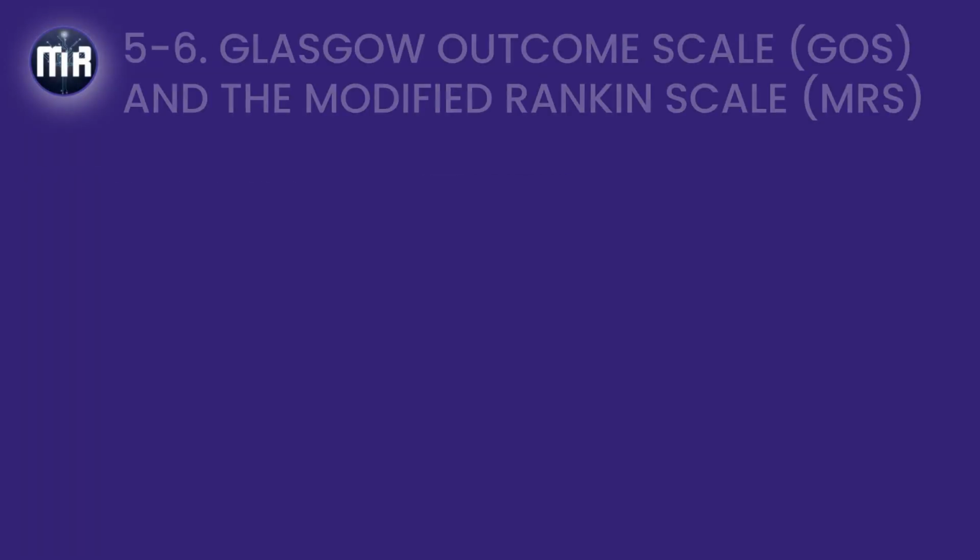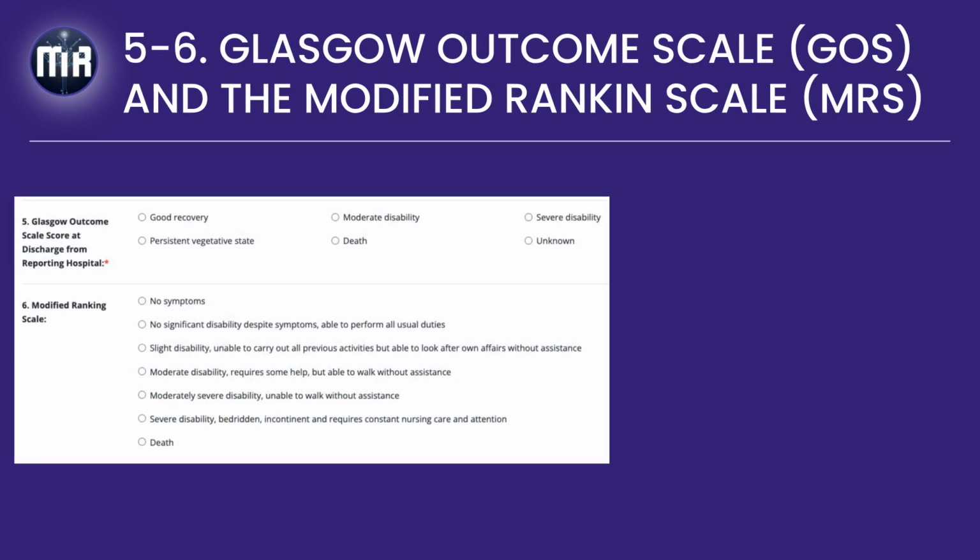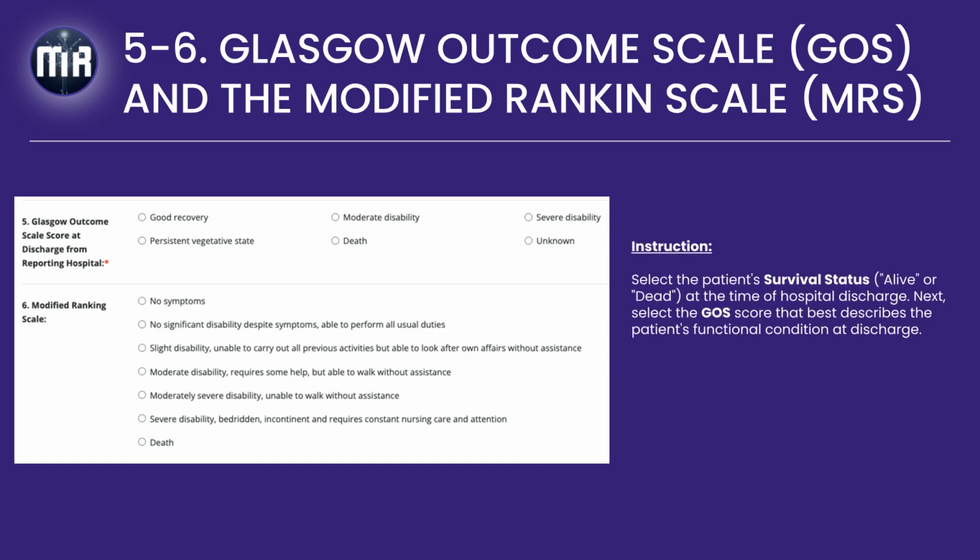Having established the patient's fundamental survival status in the previous field, we now move to quantify the quality of that survival. This is documented in fields 5 and 6, the Glasgow Outcome Scale (GOS), and the Modified Rankin Scale (MRS). These two scales are standardized tools used worldwide to measure a patient's functional and neurological condition after a significant event like a major trauma. Your instruction is to select a single category for both the GOS and the MRS that best describes the patient's condition at the time of their hospital discharge.